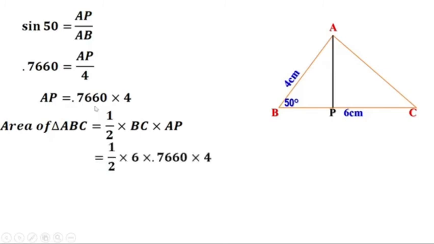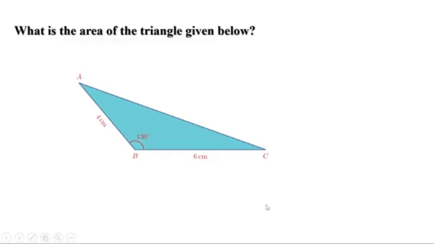Therefore, area of triangle ABC is half into BC into AP. Half into base into height. Okay. That is half into base is 6, 6 into AP, which is 0.7660 into 4, is equal to 12 into 0.7660. 6 divided by 2 is 3. 3 into 4 is 12. 12 into 0.7660 is 9.192. That is the area of the triangle.